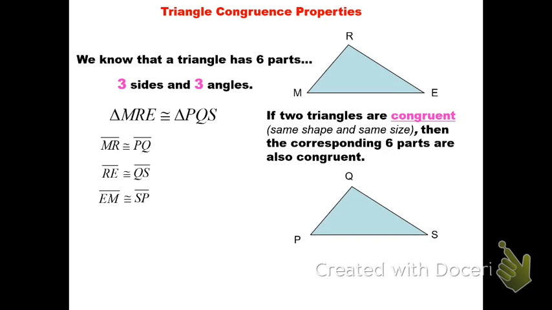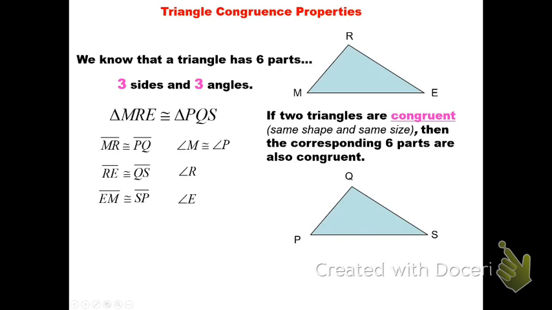But the triangles are not always going to be oriented in the same direction. We can also look at the congruence statement to figure out how to match them. Let's do this with the angles. If angle M is the first angle in the first triangle, then we can look at the first angle in the second triangle to match it up in our congruence statement. Angle M would have to be congruent to angle P.